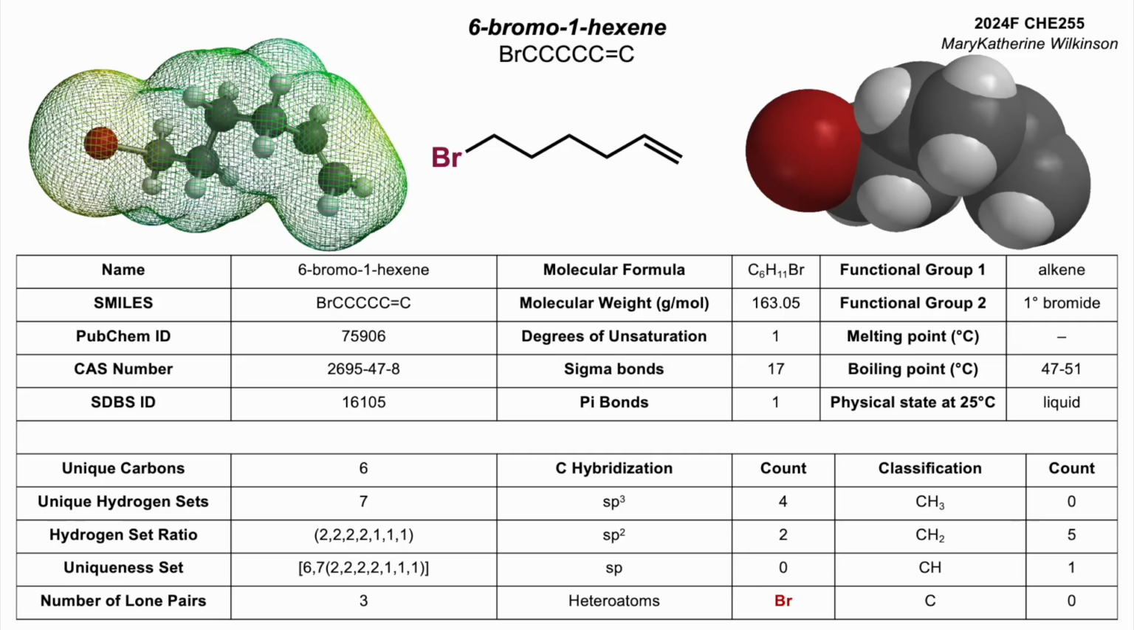To recap the information from the video, the molecule that I had was 6-bromo-1-hexene, and the molecular formula was C6H11Br. The functional group 1 was an alkene, and the functional group 2 was a first degree or primary bromide. The molecular weight of this molecule was 163.05 grams per mole. This molecule possesses 1 degree of unsaturation, has 17 sigma bonds, and 1 pi bond. There are 4 sp3 carbons and 2 sp2 carbons with 0 sp carbons. And lastly, the heteroatom of this molecule is bromide.